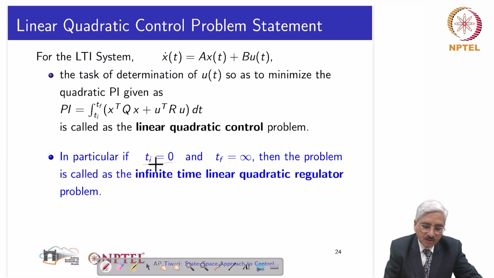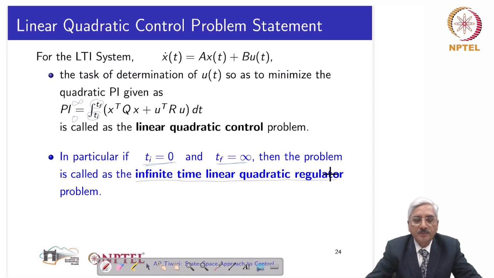If ti is 0, that is, if the initial time is 0 and the final time is infinity, if the two limits are 0 and infinity, then the problem is called the infinite time linear quadratic regulator problem instead of the linear quadratic control problem. Infinite time because of that upper limit of integration being infinity, and linear quadratic regulator problem from 0 onwards.